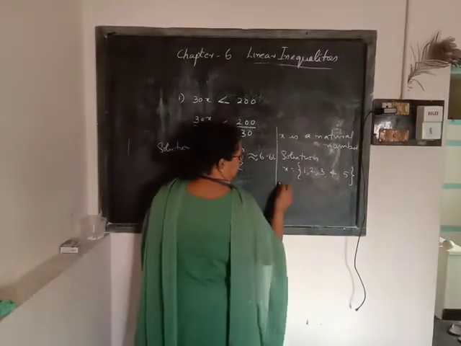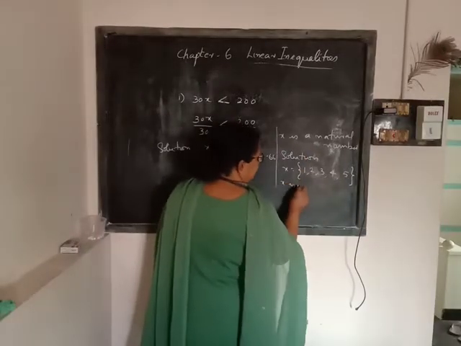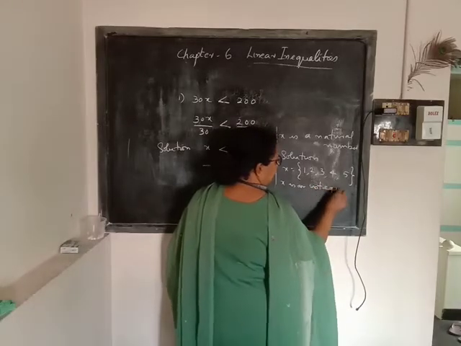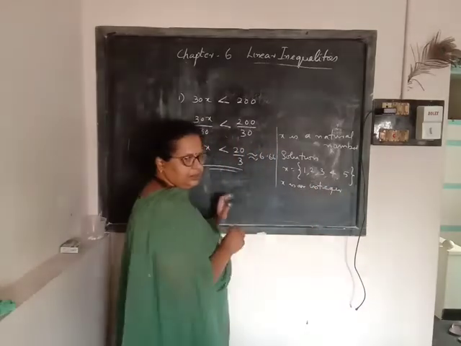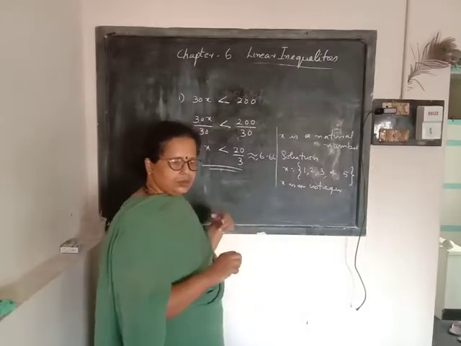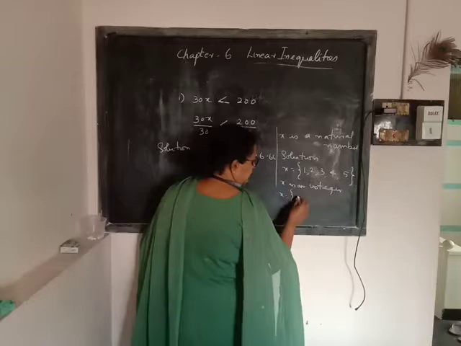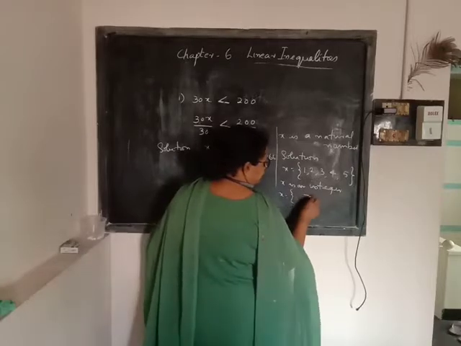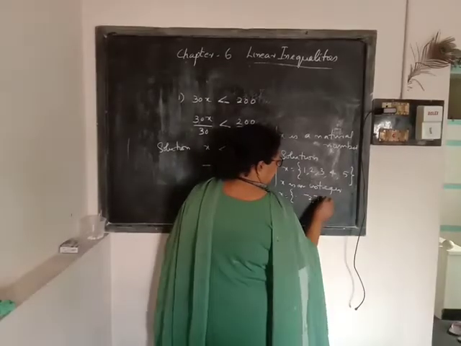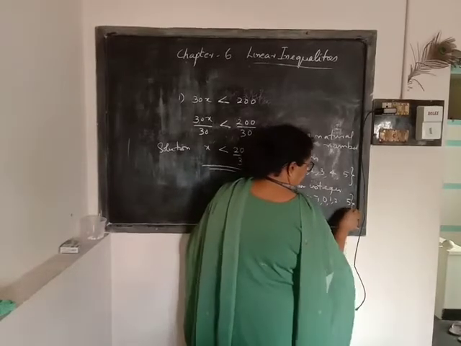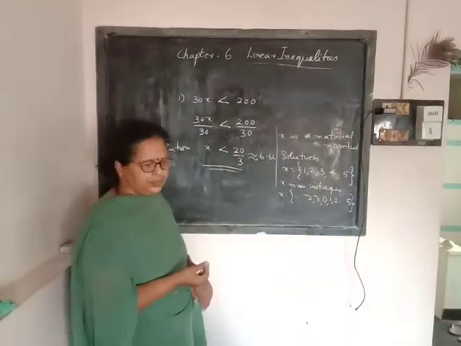Instead of natural number, if it is given x is an integer, how will I write the answer? Integer means negative numbers and 0 will also come. So the solution is x equal to the set of ..., -2, -1, 0, 1, 2, up to 5. This is the solution.